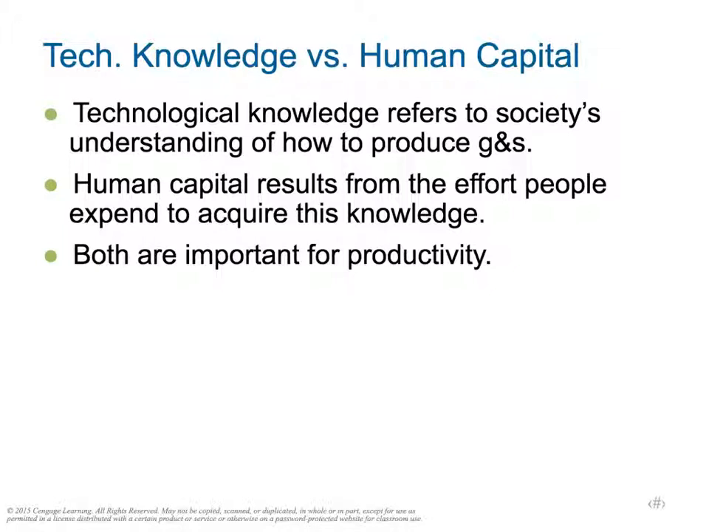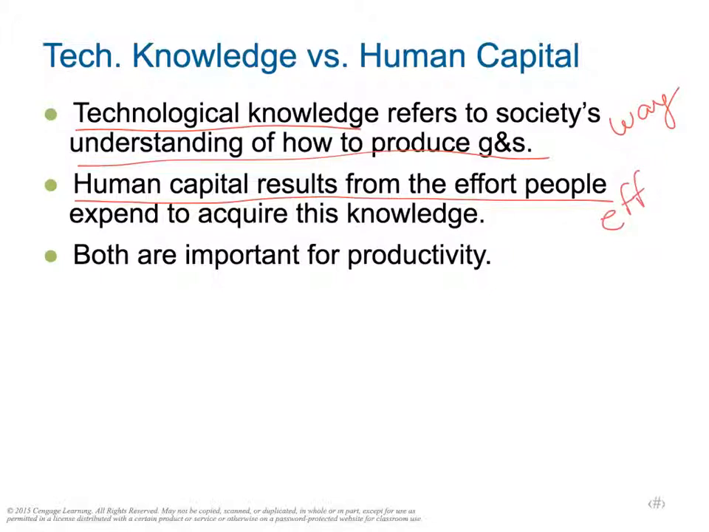Okay, so again, technological knowledge versus human capital. Human capital results from people, and technological knowledge is the best way to produce goods and services. So the best way to do it and the effort that's needed to do it are really what contributes to this idea of productivity. Again, outputs divided by inputs.